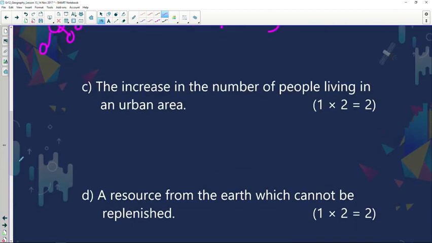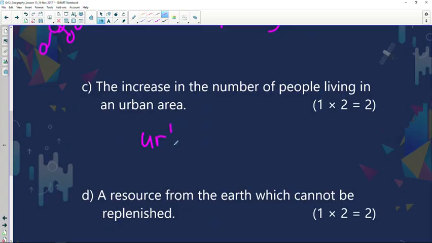Now, the increase in the number of people living in urban areas. Now keep in mind there are people that are already in the urban areas, but what happens? The number of the population is expanding because of family sizes, and this is known as urban growth.